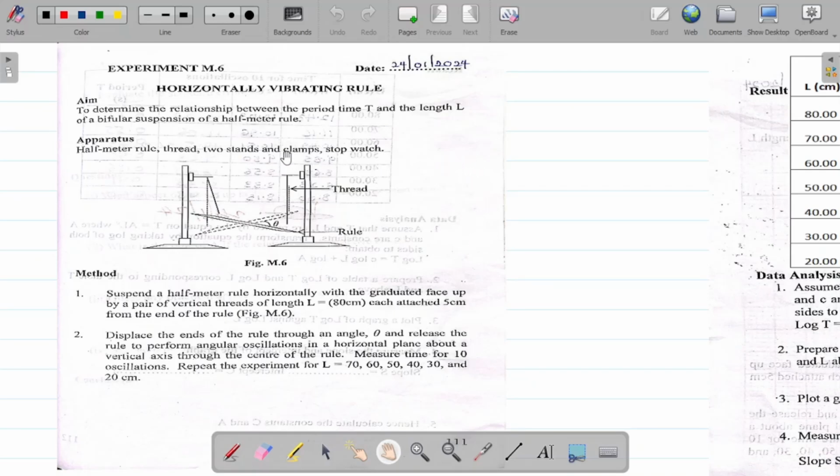For today's class, we're looking at the solution to Physics Practical Experiment M6, Horizontally Vibrating Rule. The aim of this experiment is to determine the relationship between the period time capital T and the length capital L of a bifilar suspension of a half-meter rule. So you have your apparatus here and the methods. We'll just jump into the table and try to complete them and answer the questions.